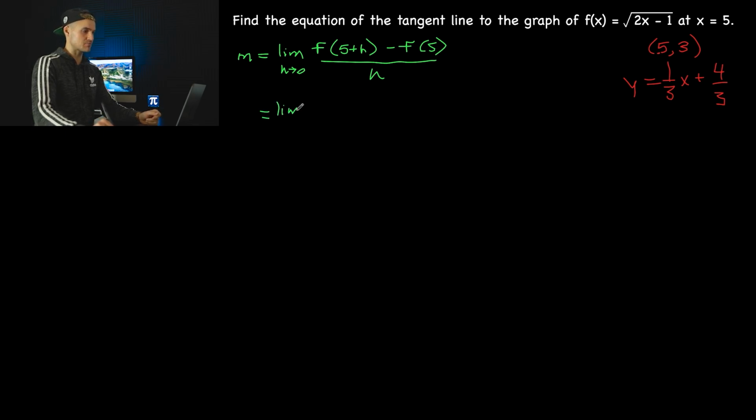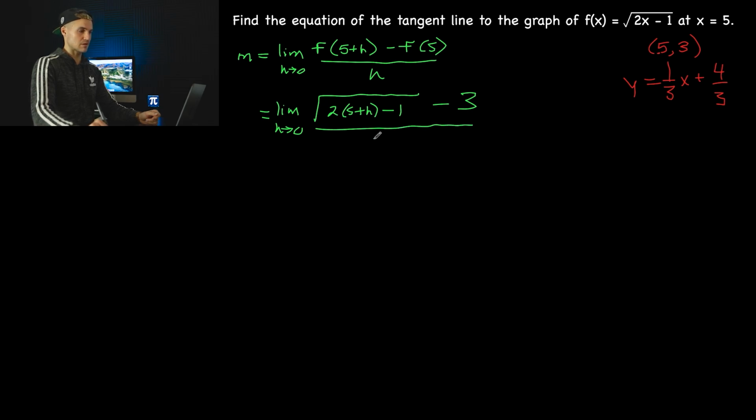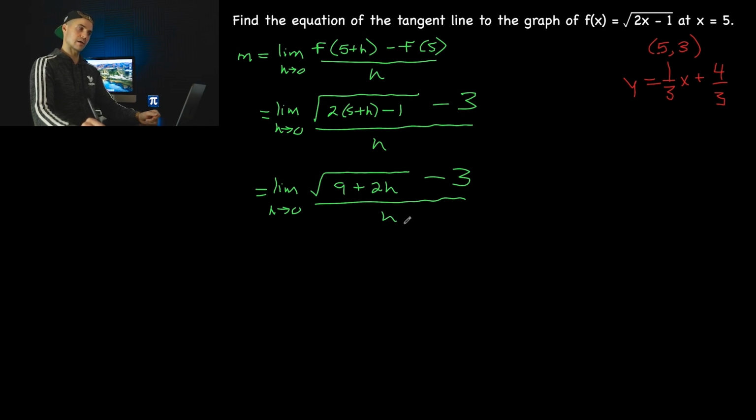So we'll have the limit as h approaches 0 here, plug in 5 plus h for the x, so that'd be root 2 times 5 plus h minus 1, minus f of 5 is 3, right? We already know that that's going to be 3, and this is going to be all over h. So this would be the limit as h approaches 0 of root 9 plus 2h minus 3 all over h, like that. If we distribute the 2 in the bracket, simplify everything, right? 10 minus 1 is 9, and then we have the 2h.